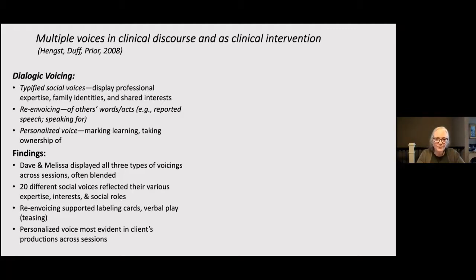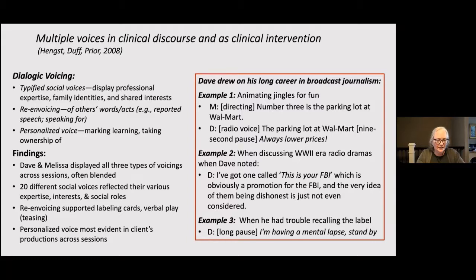So what did we find from this analysis? Dave and Melissa played all 3 types of voicings across all sessions. There were 20 different social voices reflecting their various expertise and roles. And they used reinvoicing both to support labeling cards and verbal play, just like we saw in the research studies. And that personalized voice was most evident in Dave's productions across sessions.